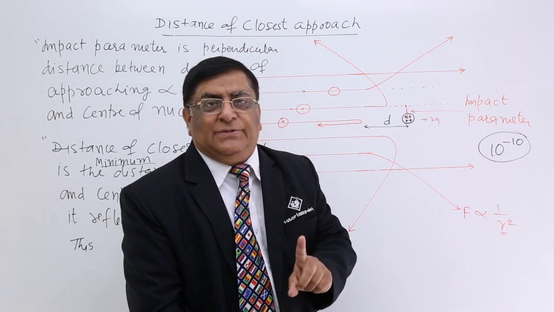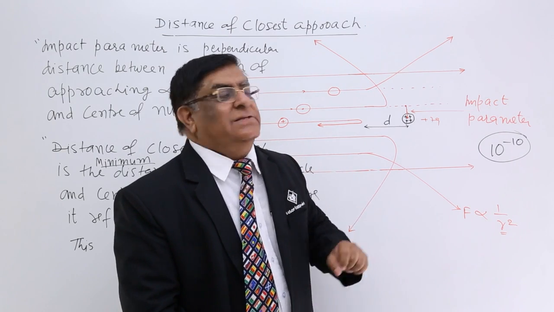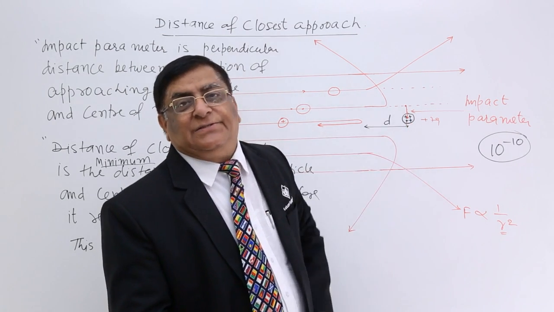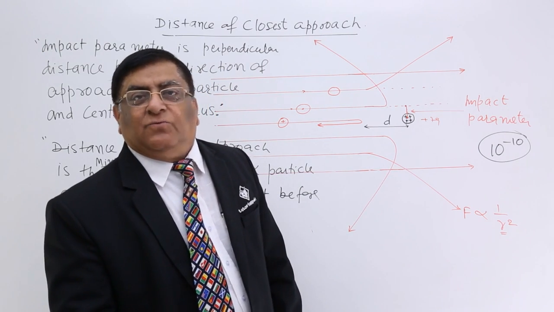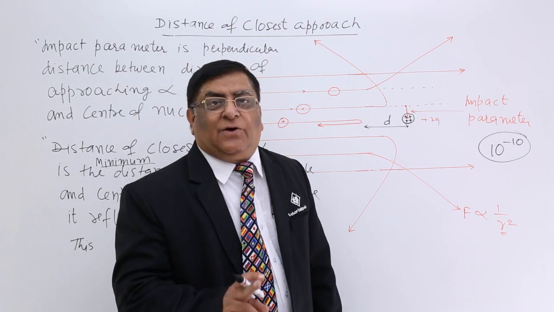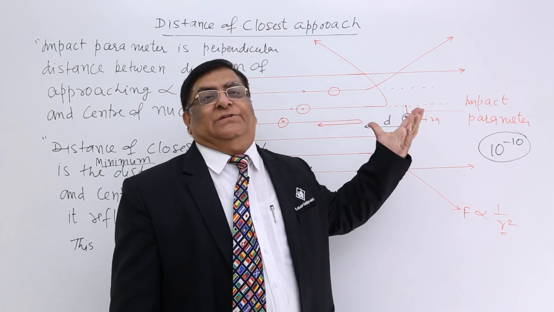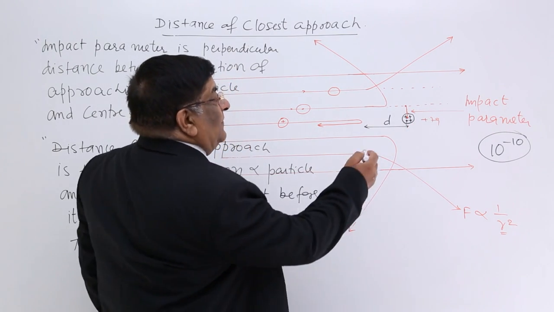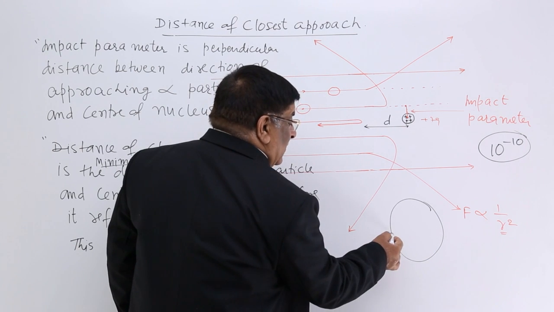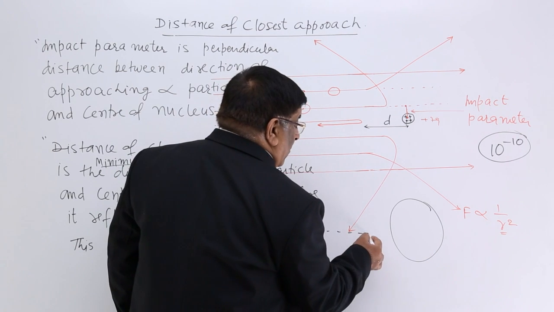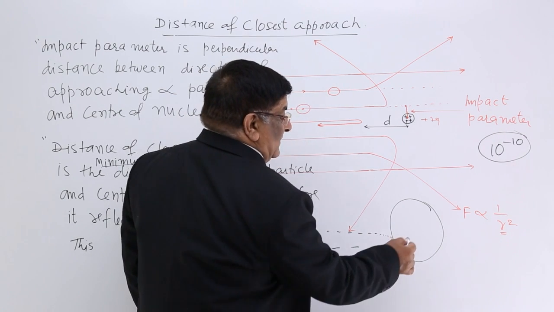So, what was the utility of the distance of closest approach? Answer: it helped to find out the approximate size, or the limit of size, of the nucleus, that is, how small it can be. Because what was the principle? The size of the nucleus should always be less than the distance of closest approach. Because if the size is so big, then this cannot cross this. This will go and come back from here. This will not enter here.